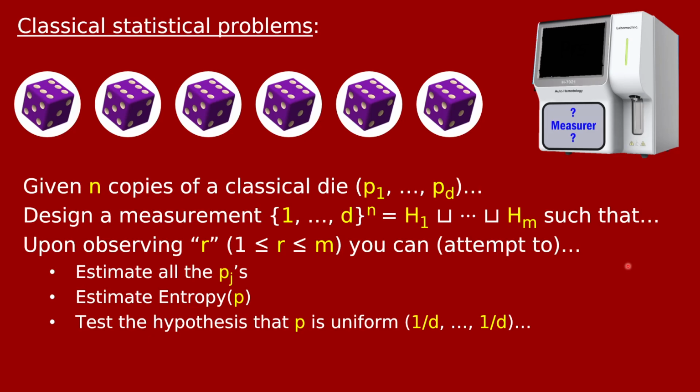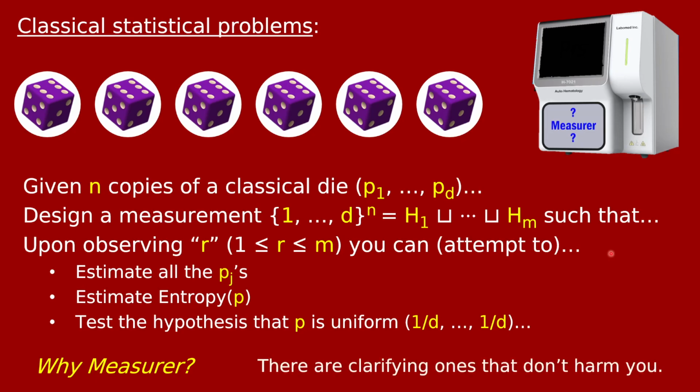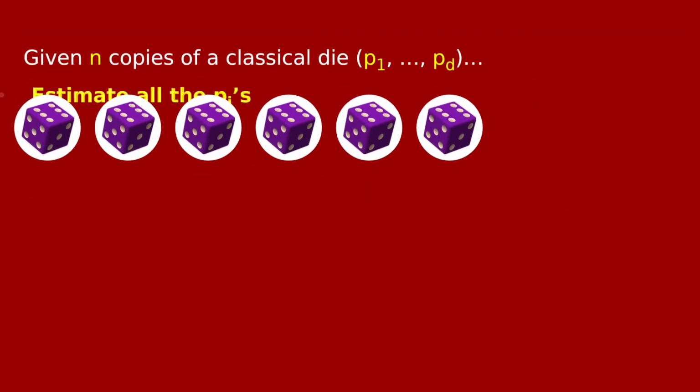Okay, so when you phrase it this way about the classical case, one immediate question that is probably springing to your mind is, why involve this measuring device? Why think about a measurer? I mean, why not just roll all the dice and look at the outcomes? In other words, have the trivial measurement that gives you the partition into all d to the n possible singleton outcomes. Well, let me try to explain. The reason, or one reason, is that there are clarifying measuring devices that you can use that don't actually make your life worse. So let me give an example of that.